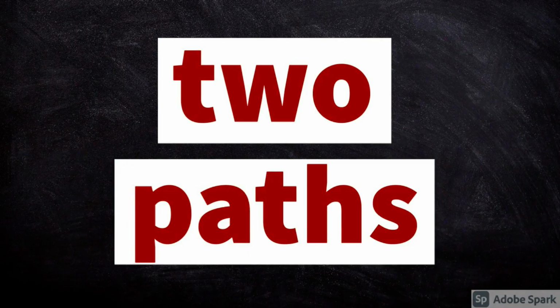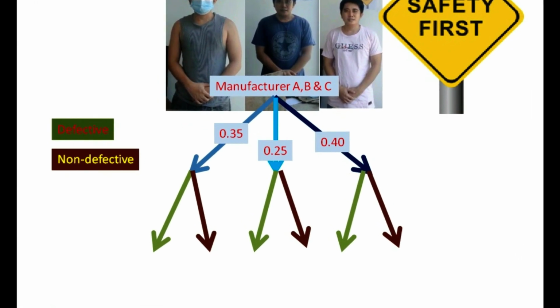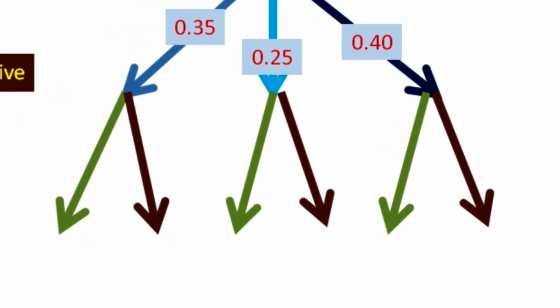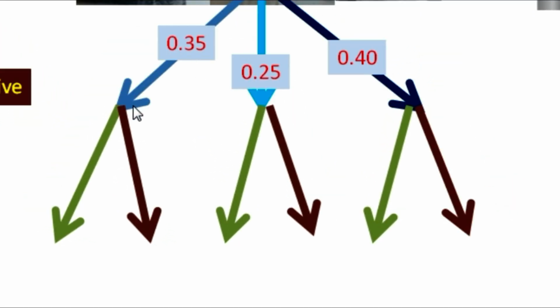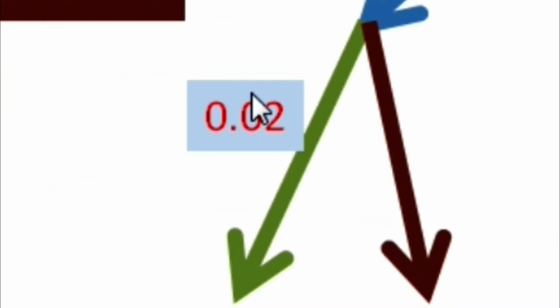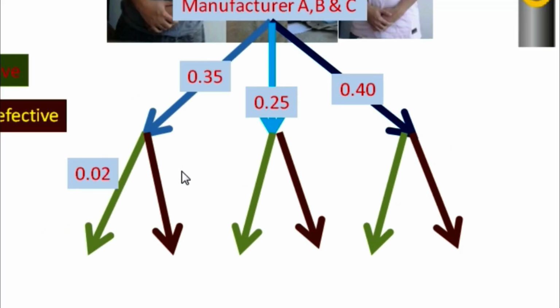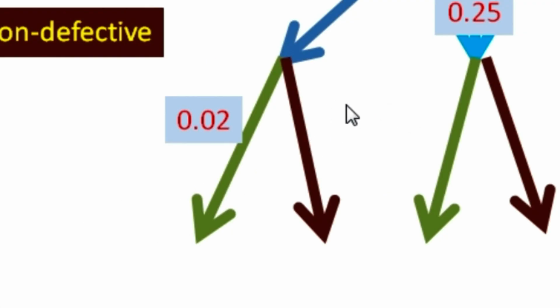So in each path from A, B, C, we will have paths for the defective and non-defective. So we have two paths coming out from that. And as we said, 2% of the items of A are defective. Obviously, we need to have 100% here. So what is the probability that the items are non-defective? 98%, because they need to sum to 1.